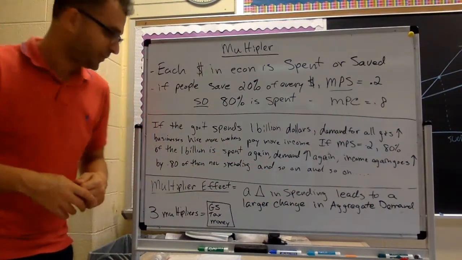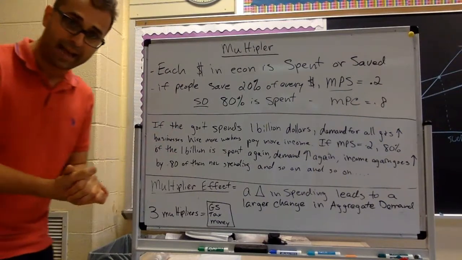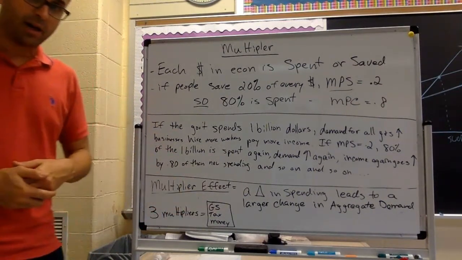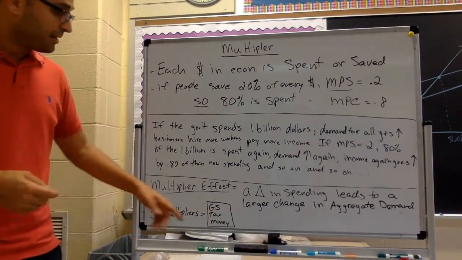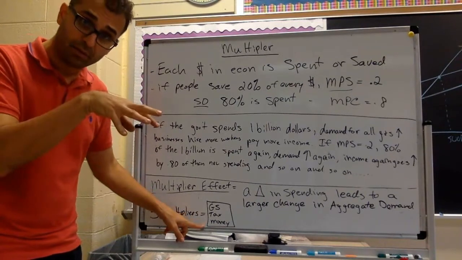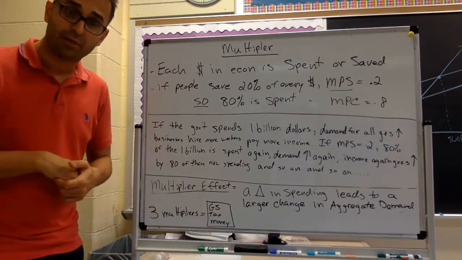as we're going to do in class. There are 3 multipliers that we're going to look at, and they have different formulas. The first one is the government spending multiplier. The second one is the tax multiplier, and the third one is the money multiplier. The third one is going to be the next unit we do. So the first 2 are unit 3, and they're related.